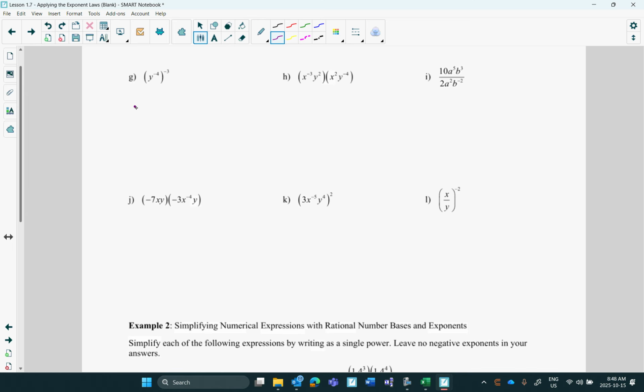What happens to the base? Stays the same. What do I do with the exponents? Multiply. Y to the 12. Do I have to change any negative exponents? Nope. Done. When we're writing the answer for a test, we have to show the steps.